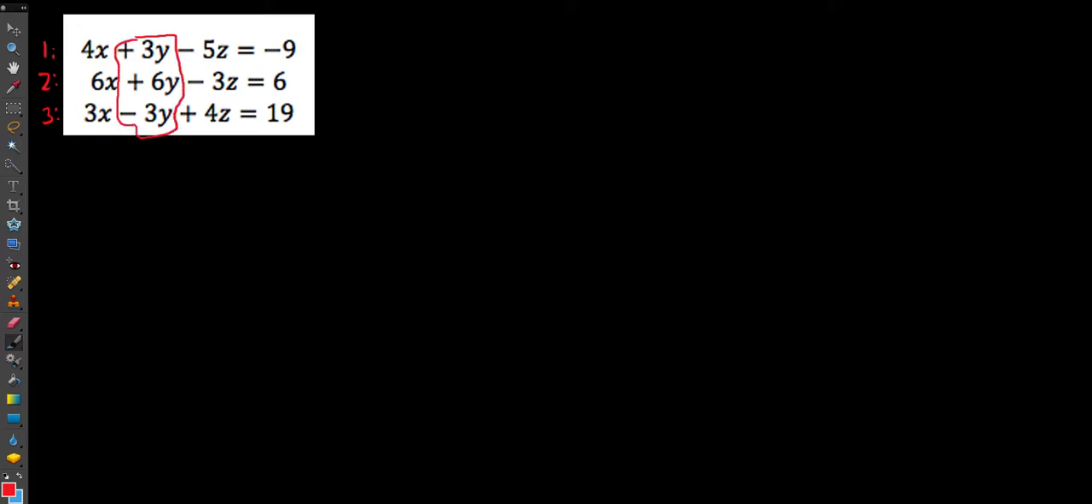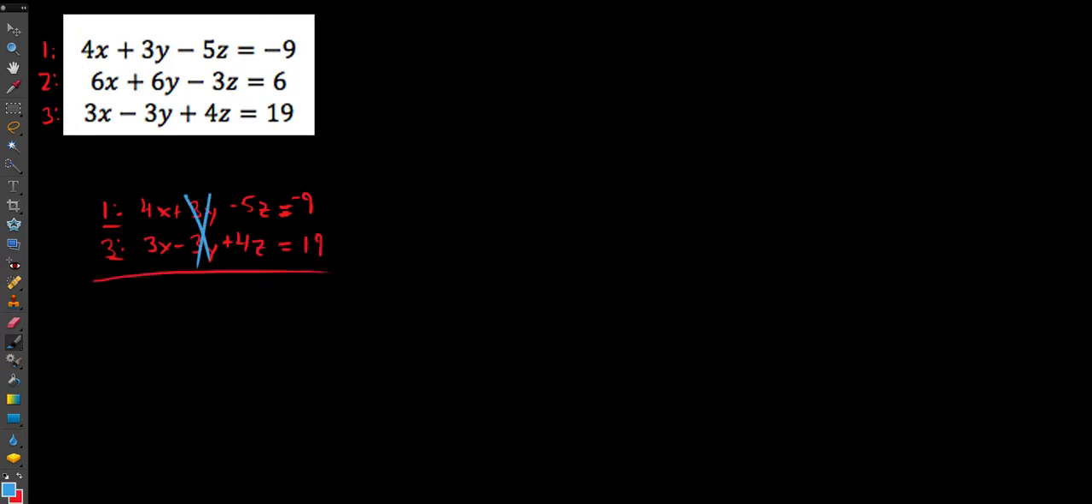And I even noticed that our first equation, this positive 3y, would cancel out with the negative 3y in our third equation. So in order to organize our work a little bit better, I'm going to choose to delete or eliminate our y's here. And I'm going to start with our first equation and our third equation just because of the simplicity of the elimination here. So 4x plus 3y minus 5z is equal to negative 9, let's be clear there, Mr. A. And then we have 3x minus 3y plus 4z is equal to 19.